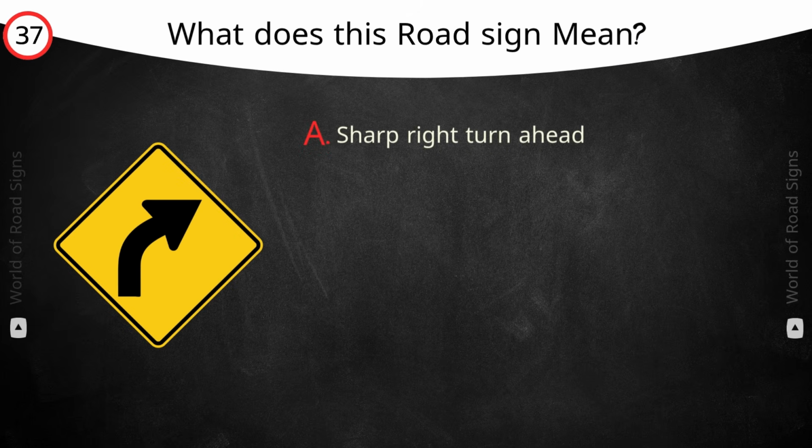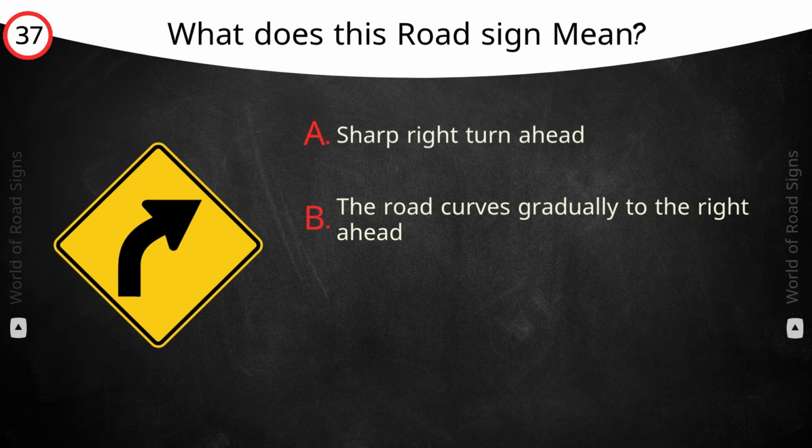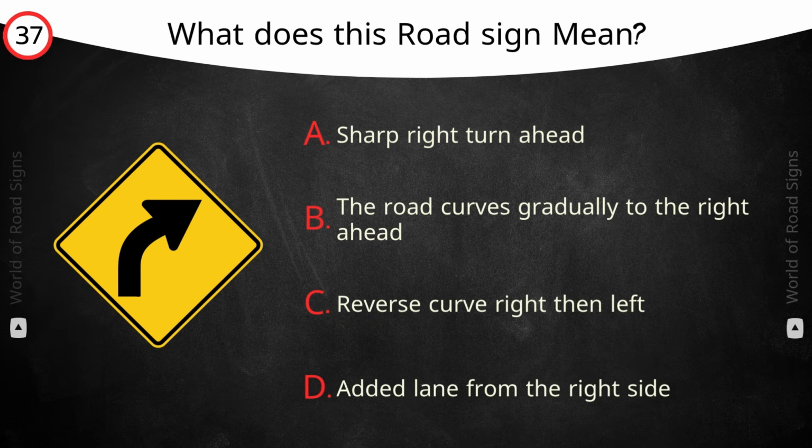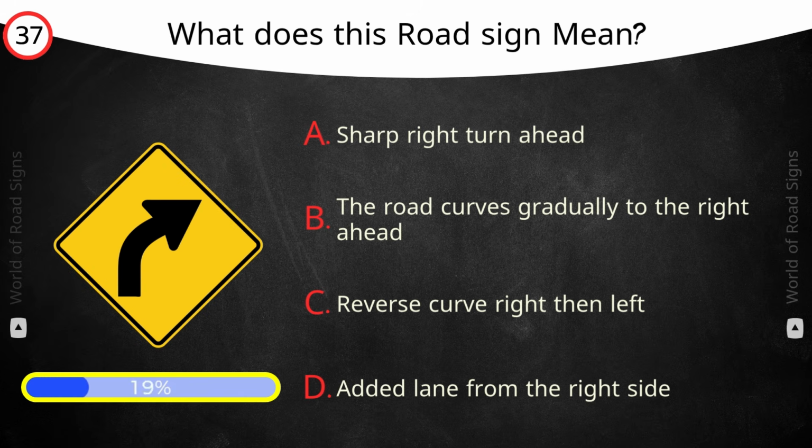Question 37. This sign means A. Sharp right turn ahead. B. The road curves gradually to the right ahead. C. Reverse curve right then left. D. Added lane from the right side.